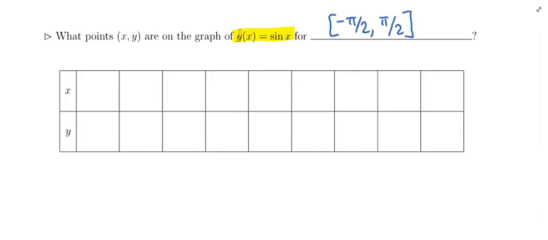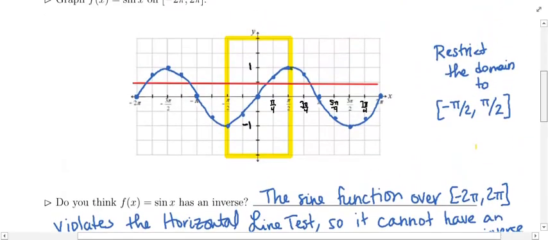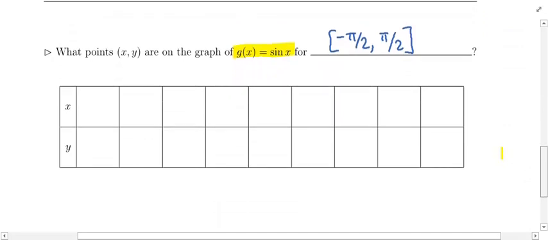So I'm going to populate this table. Remember, it's going to go according to how the graph went. The x values are going to be angles, and then the y values are going to be the sine of that particular angle. When I fill this in, we are restricting ourselves to the portion in the yellow box, between negative pi over 2 and positive pi over 2. So my first x coordinate is going to be negative pi over 2, and I want to end at positive pi over 2. Then I need to fill in some angles in between.